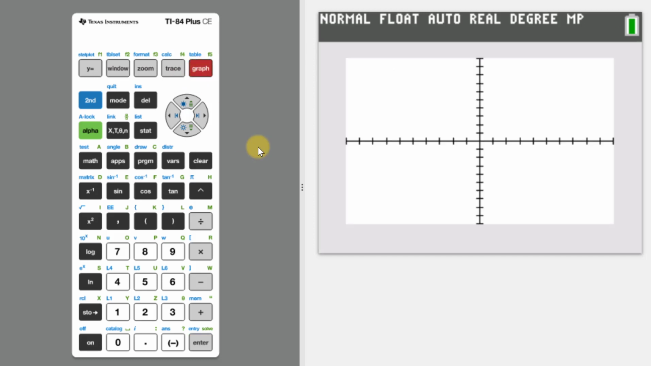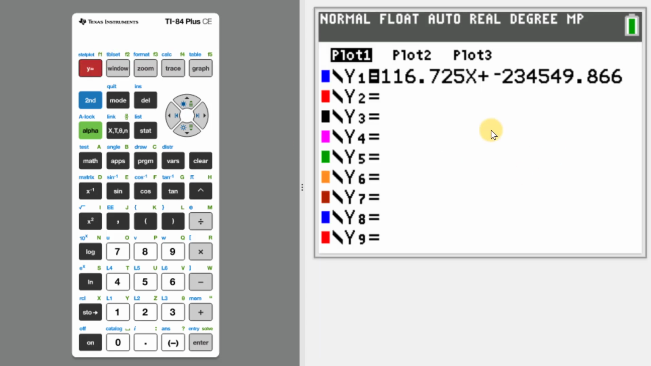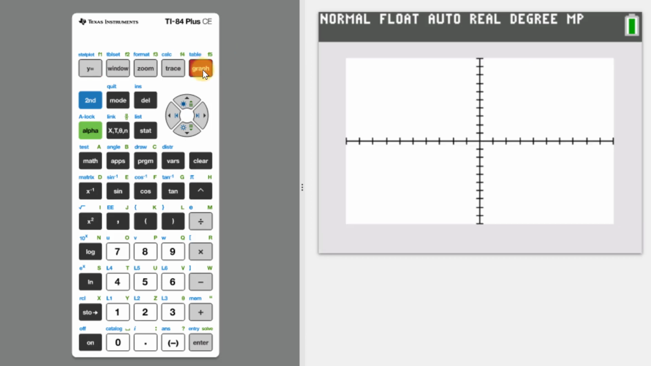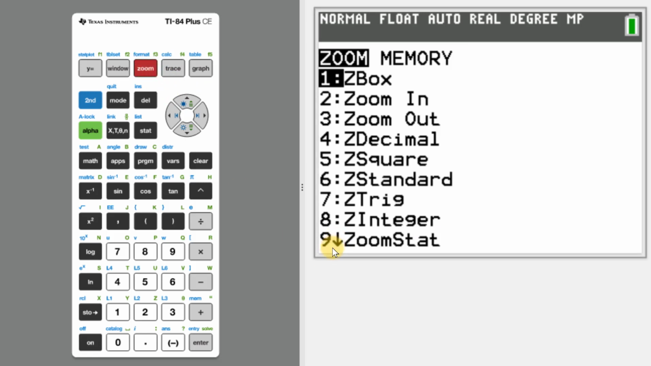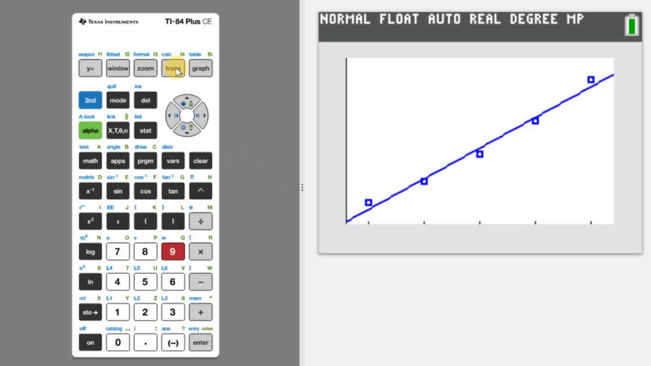If you hit graph and you don't see anything, first off, if I come over to y equals, you can see that it's stored my equation in here, which is great. That's what we wanted. But if I come over to graph and I don't see anything, that's because we want to hit zoom and then go to 9, zoom stat. That's going to show us where our stat plot is being graphed and give us a good window to look at. From here, if we say trace, it can trace through your stat plot, or if you hit up or down, it'll then trace through your linear regression line.